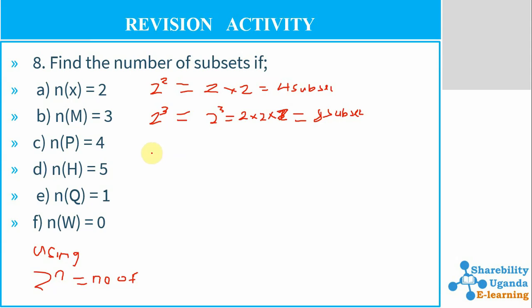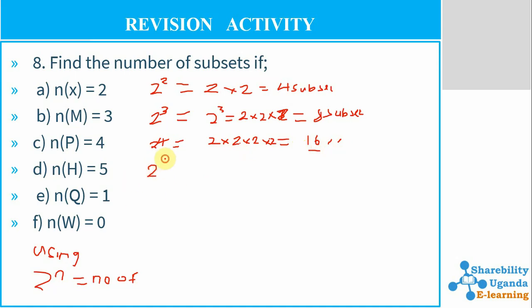Okay, so also here we shall be having our 2 to the power 4. The same as 2 times 2 times 2 times 2, that is 4 times. So this is 4 times 4, we shall get 16 as our subsets. Be able to put in subsets such that your answer should not remain hanging.